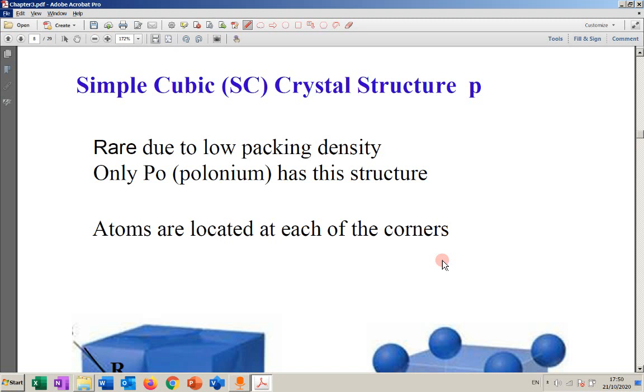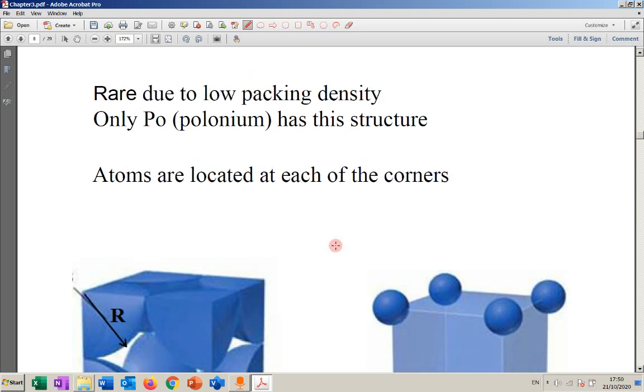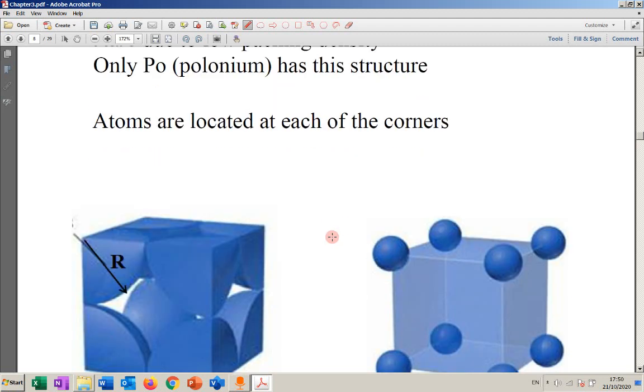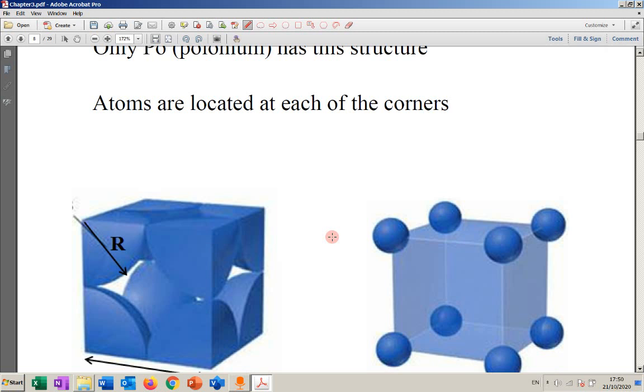Hello everyone, welcome back. In this video we're going to talk about atomic packing factor. Atomic packing factor, for all the crystal structures that we covered, as I told you, I'll come back to it. It's an indication that tells us how tightly packed the crystal structure is.